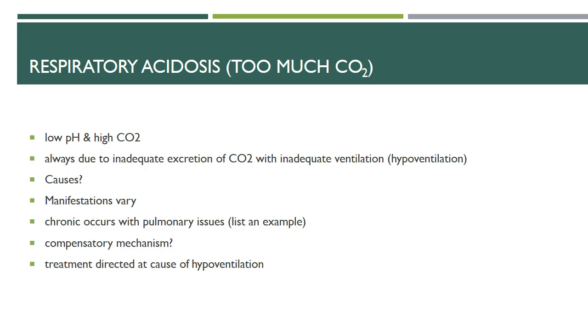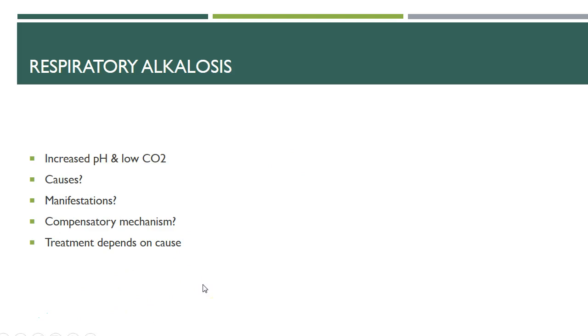Our manifestations are variable. Just depends on how severe the situation is. We could have chronic respiratory acidosis, as in COPD. Going to compensate with our kidneys, and they are going to compensate by absorbing our bicarb and excreting our hydrogen ions so that we get rid of the acid. And then again, our treatment is going to be directed at the cause of the hypoventilation. Then with respiratory alkalosis, our pH is going to be increased and our CO2 is going to be low.